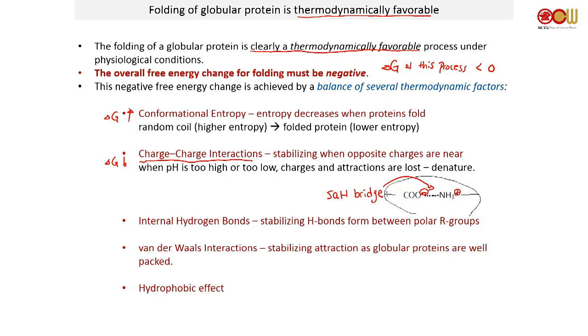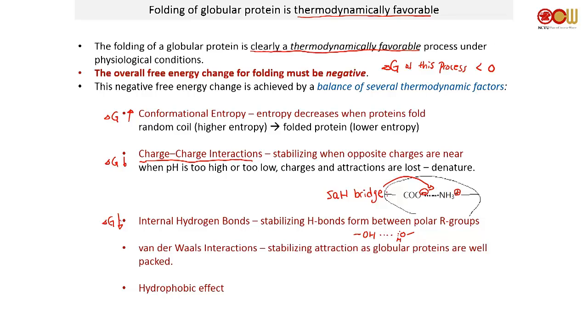You can also have internal hydrogen bond formation. You can have stabilizing hydrogen bonds between polar R groups like serine and another serine. So you can have something that works like that. Hydrogen bond formation also causes your delta G to go down, because formation of hydrogen bond is favorable.